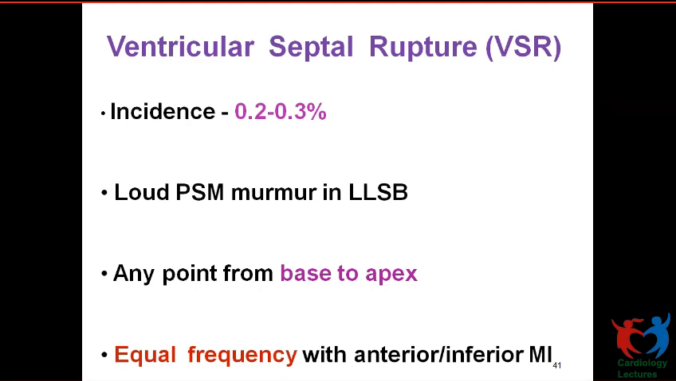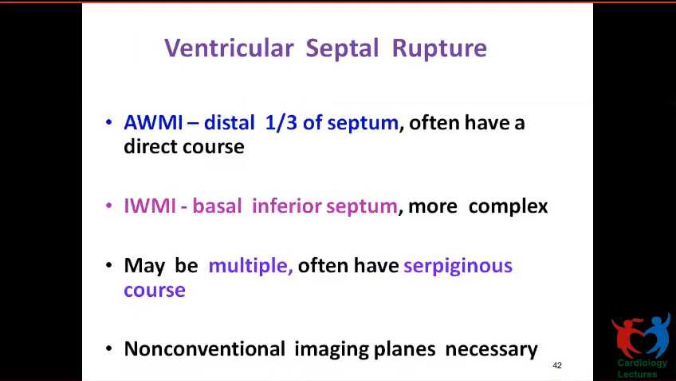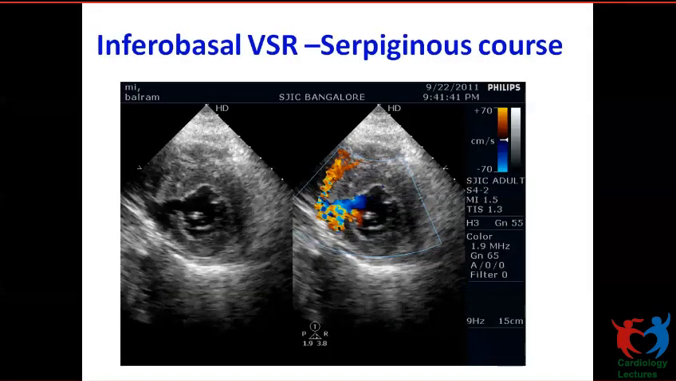It can occur at any point from base to apex, with equal frequency in anterior and inferior MI. Anterior MI occurs in the distal third of the septum, often as a direct tear, whereas in inferior MI it's in the basal inferior septum, complex, maybe serpiginous, multiple, and we will need non-conventional imaging planes. We will miss it in the usual imaging planes, like this serpiginous tract.